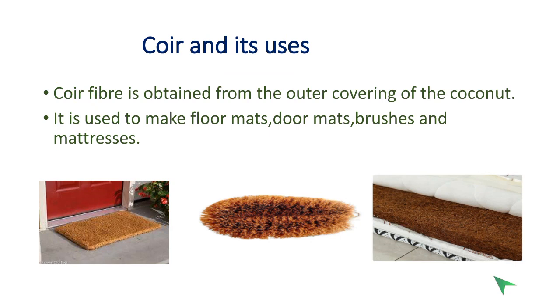The third plant fiber is coir. Coir fiber is obtained from the outer covering of the coconut. It is used to make floor mats, door mats, brushes and mattresses.